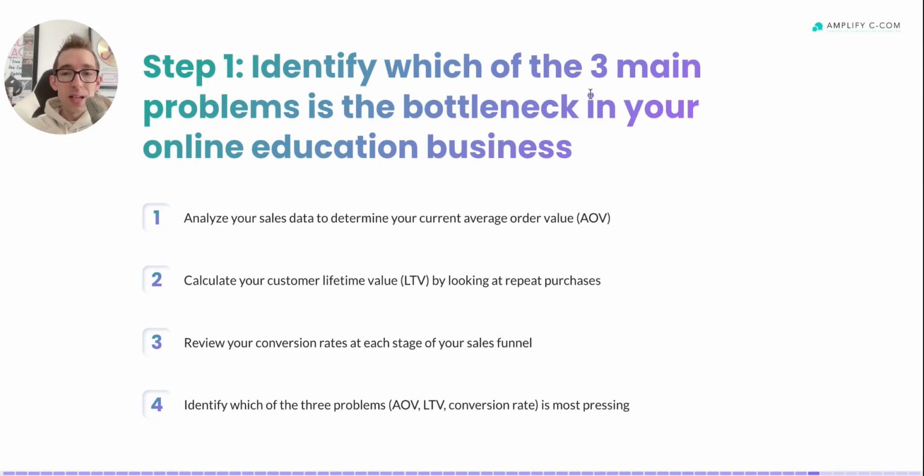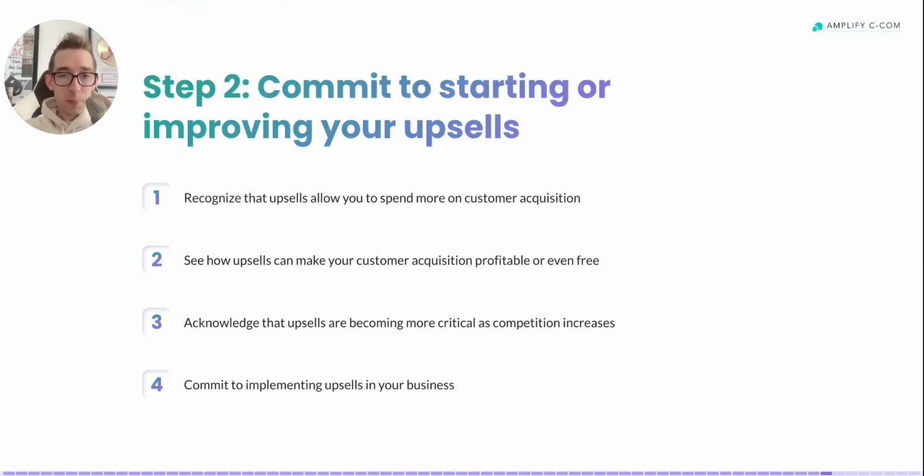So here's the exact actionable plan to follow step by step. Step 1, identify which of the 3 main core problems is a bottleneck. Analyze your sales data to determine the current average order value, calculate the lifetime customer value of your repeat purchases, review the conversion rates of every stage of the funnel, and identify which of these 3 problems is the most pressing. Obviously, if you watch this video, you may start with average order value, as I've just given you all the information on how to improve it.